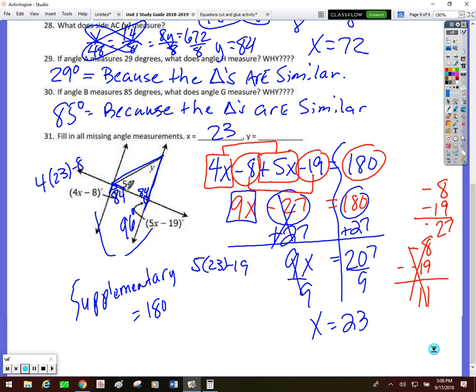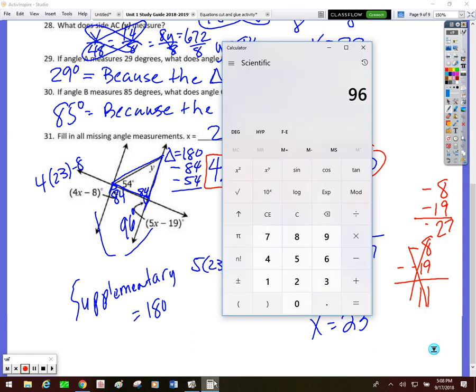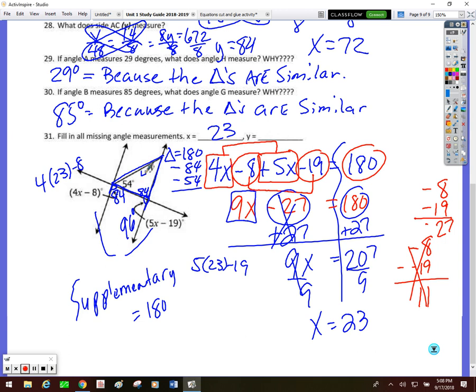So now we're inside of another triangle. And remember, again, triangles have to equal 180 degrees, right? So triangles have to equal 180. Well, I know 84, and I know 54. So if I have my calculator, 180 minus 84 minus 54 should give me 42, right? So the measurement of y is 42 degrees. Okay? All right.